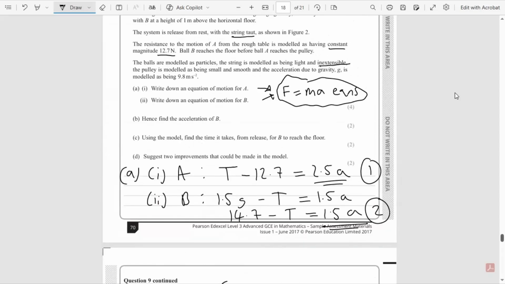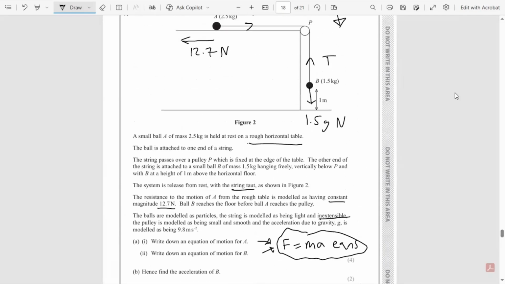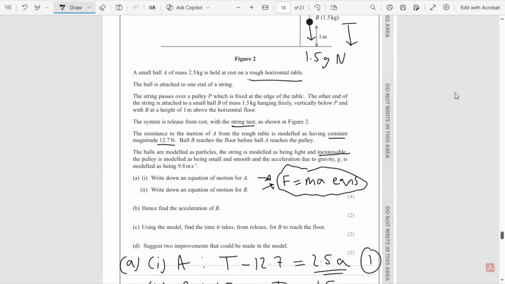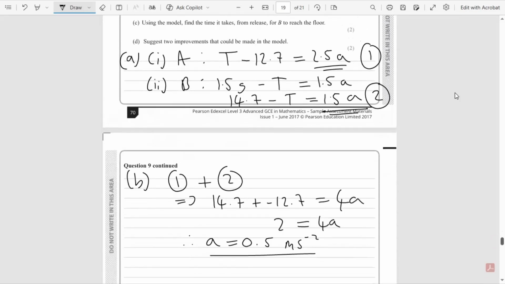Now let's go to part C. Using the model, find the time it takes from release for B to reach the floor. So we've got a distance of 1 meter that we're traveling. For B to reach the floor, we're traveling a displacement of 1 meter. As we found in part B, and as will be the case for all of these pulleys questions, acceleration will be constant.